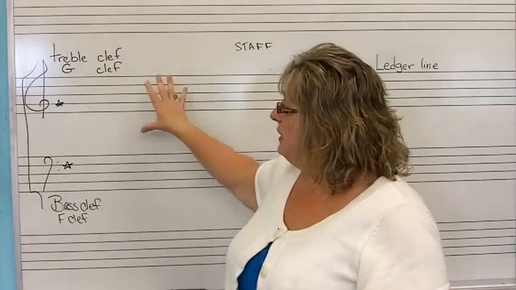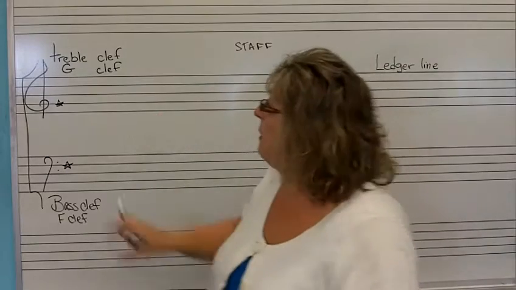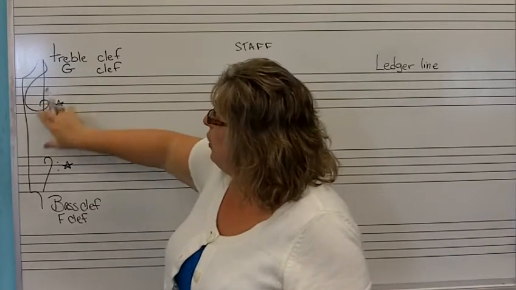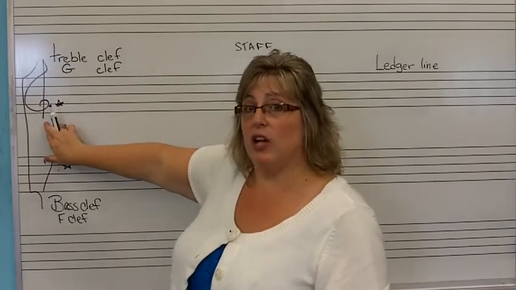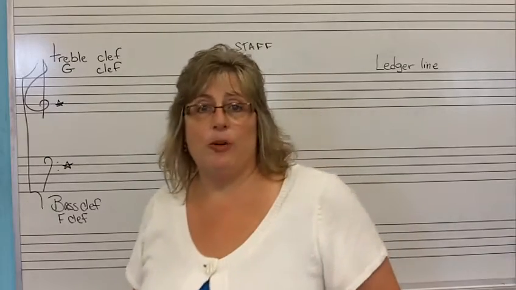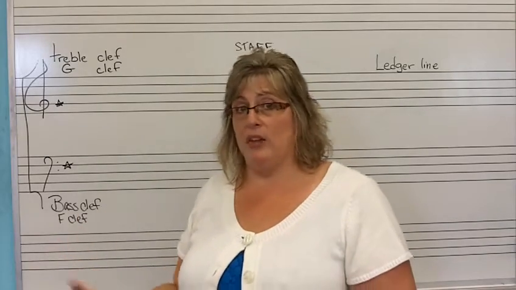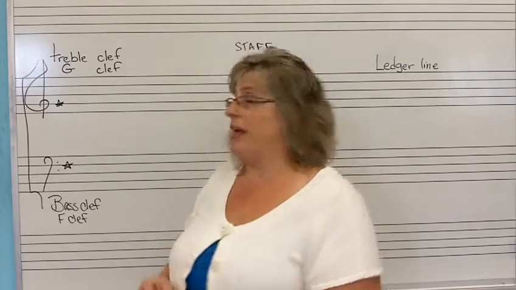Each one of these lines and spaces has a name, and you can tell the name by using the clef. So on the staff, there's a clef in the front of it, and this right here is called a treble clef. A treble clef is used for the higher pitches, whether it's a soprano, an alto, a flute, or a clarinet. So treble signifies higher pitch.